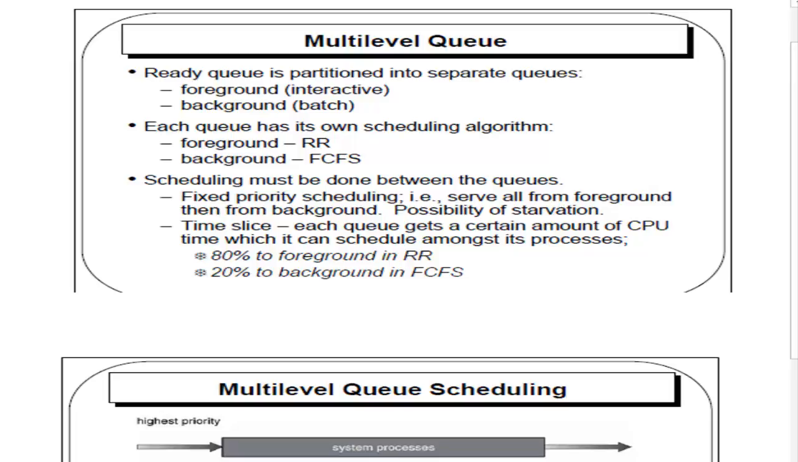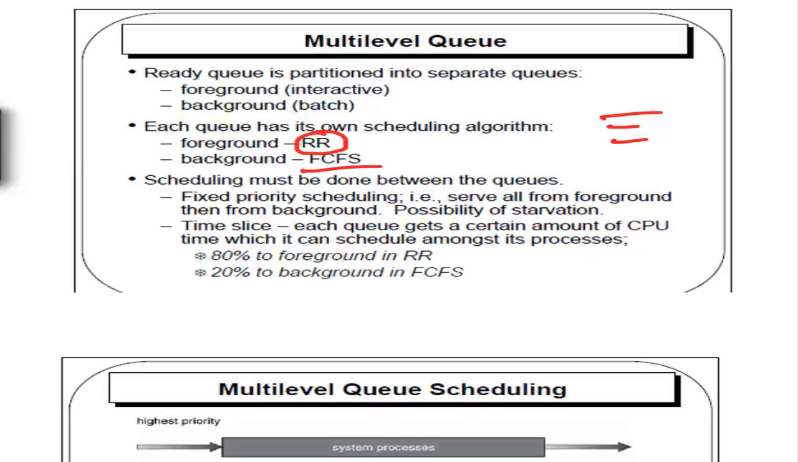In a multi-level queue, we have foreground and background, the batch kind of processes. Each queue has its own scheduling algorithm. Foreground processes are very interactive, so they need a quick response time, and we know round robin has that. Background processes can run in a batch, no problem; they are not interactive, so let them run first come first serve. Now between these queues, we can have fixed priority.